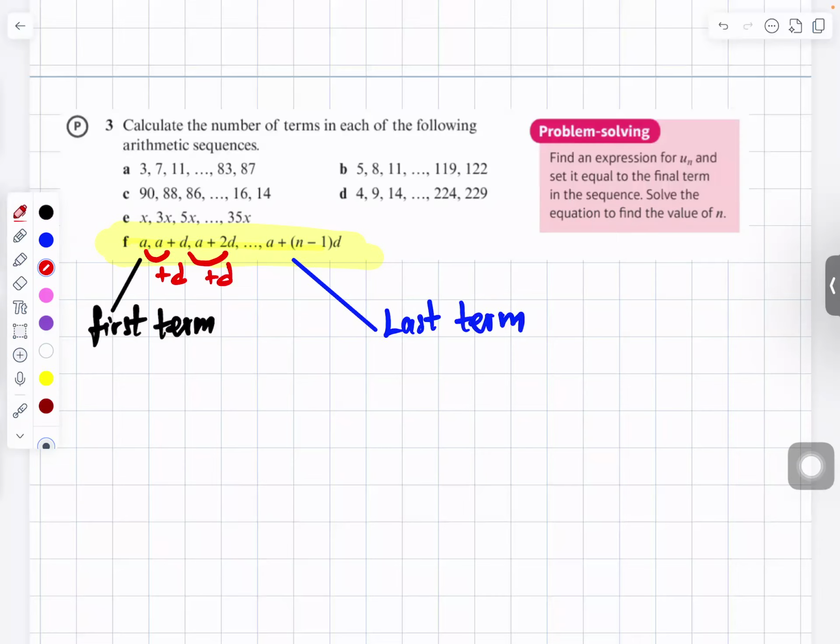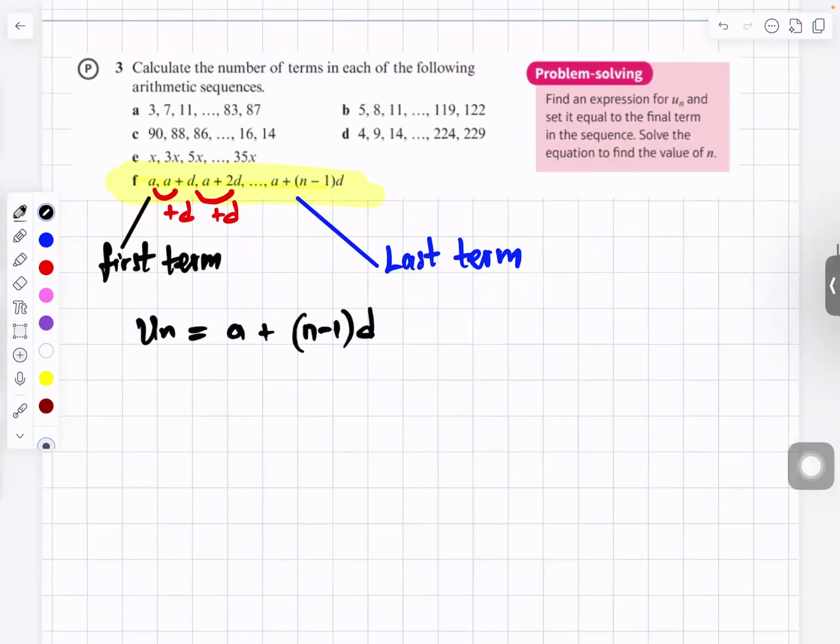And what you want to do is work out using that n-term formula. Un is equal to A plus n minus 1 D. So we can look at the last term minus the first term, divided by the difference. That will give you the number of terms. Does that make sense?